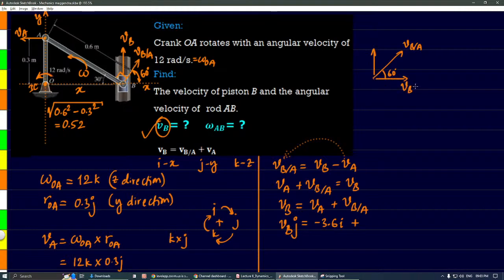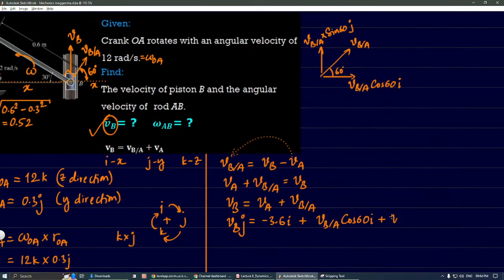X component will be VBA cos 60, and Y component will be VBA sin 60. Now this is X direction, so it is multiplied to i. This is Y direction, so multiplied to j. So VBA can be written as VBA cos 60 times i, plus VBA sin 60 times j.